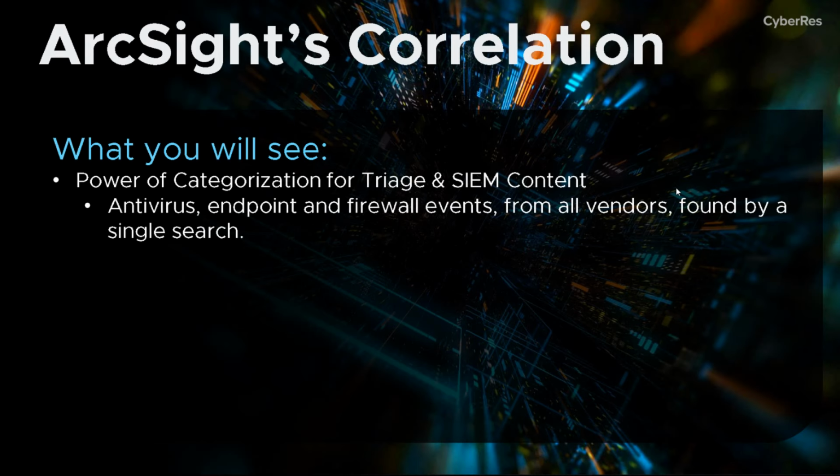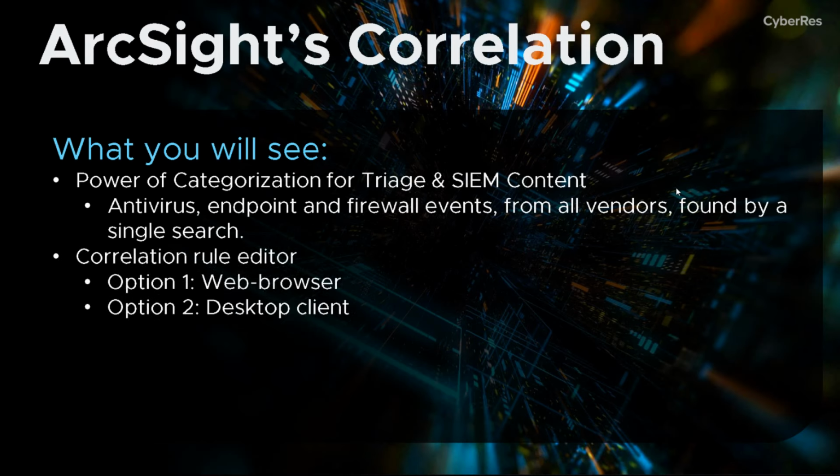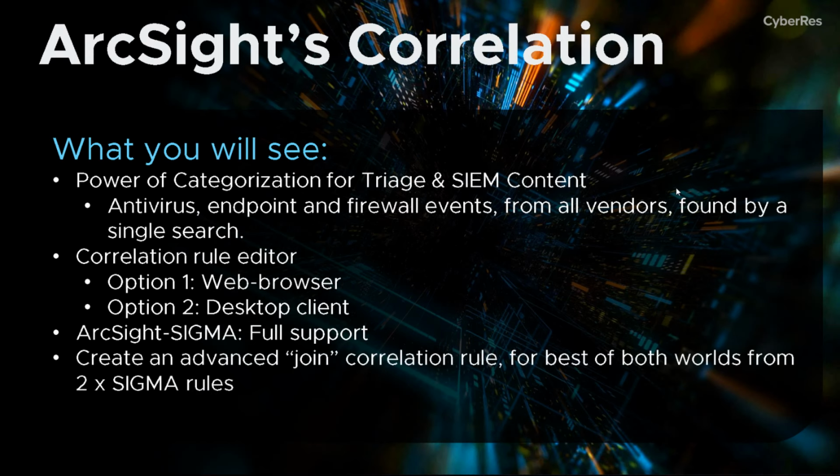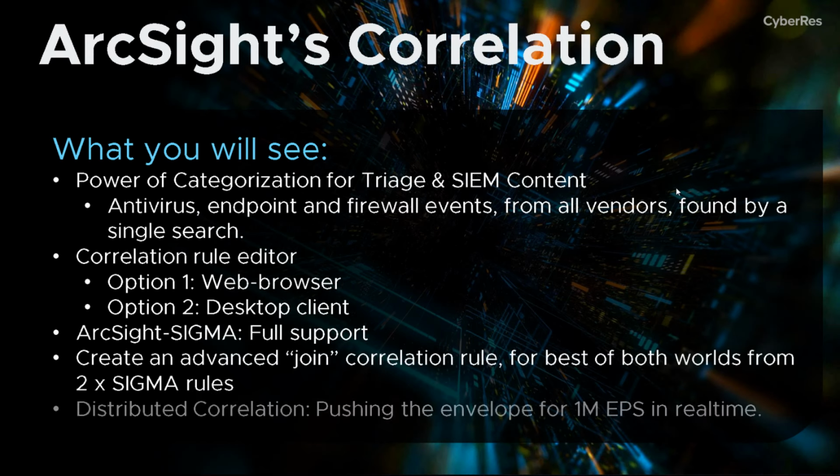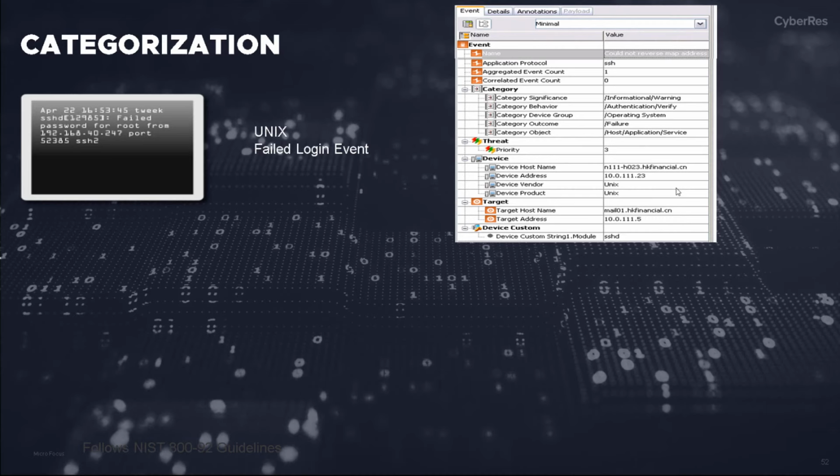We'll start by describing our approach to categorization. Then we'll show you two different methods to create correlation rules. Sigma support will be shown next. And then we'll finish this section with a brief look at our distributed correlation mode.